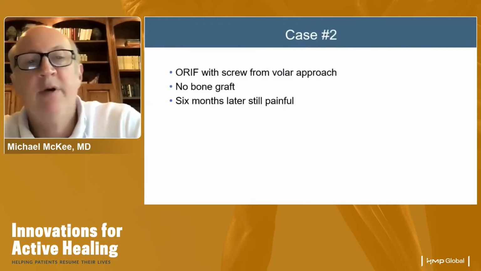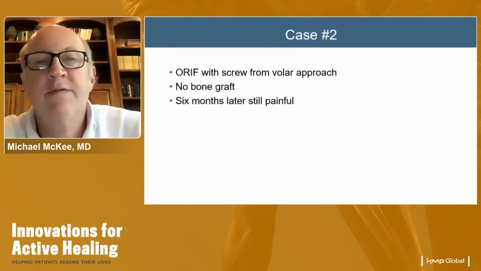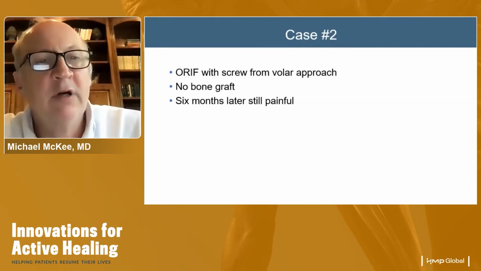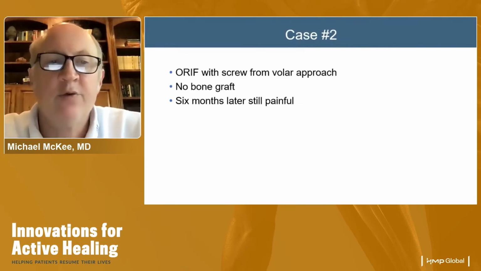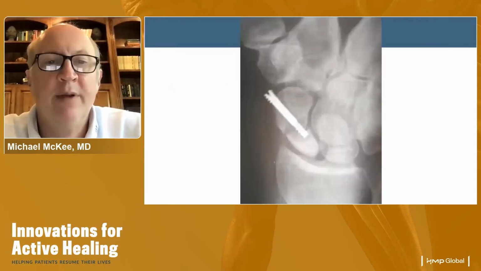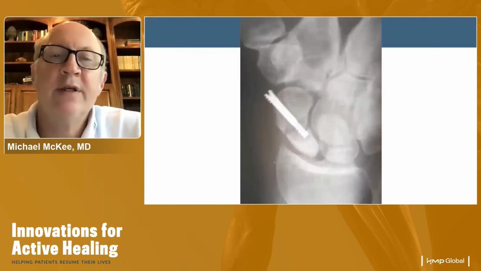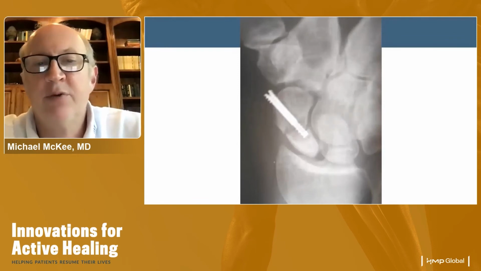This patient was treated by one of his partners with a screw fixation, a Bowler approach. Didn't use a bone graft, which I think probably was a technical error in this particular case, and was referred to me 6 months later and still quite painful. So I'll show you this case, which is in distinct contrast to the previous case.